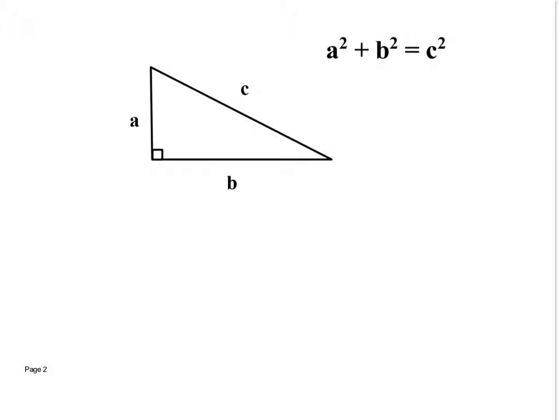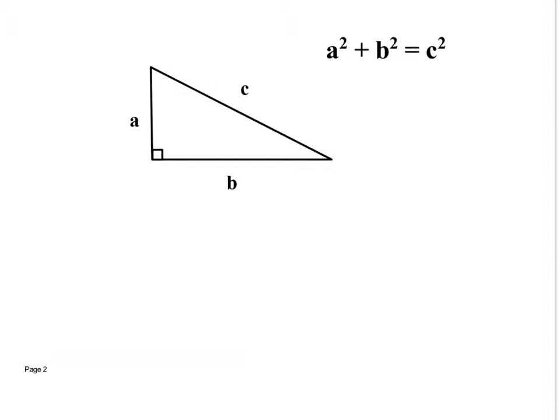Pythagoras, a long time ago, realized that if you square one of the legs and add it to the square of the other leg, you found the square of the hypotenuse. So we can use this to find one of the sides as long as we have two sides of a right triangle. We can always find the third. Okay?